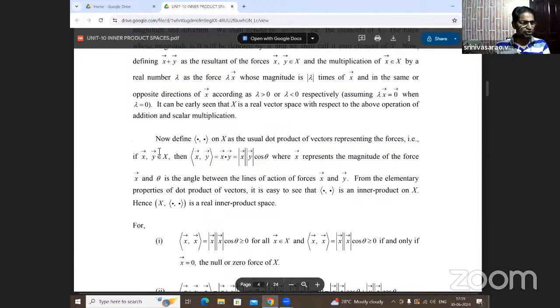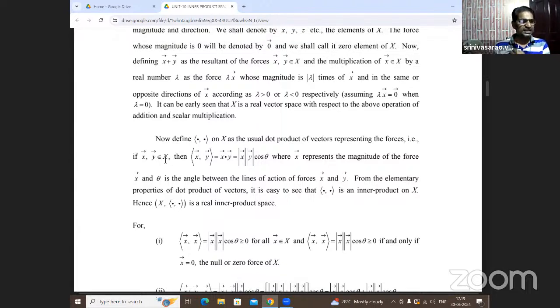If X and Y belong to capital X, define inner product space and give examples; this is the first example. The inner product of X and Y equals the product of the magnitudes, mod X bar and mod Y bar, times cos theta, where theta is the angle between the forces, since cos theta is adjacent by hypotenuse. This is the formula for the angle between any two vectors.